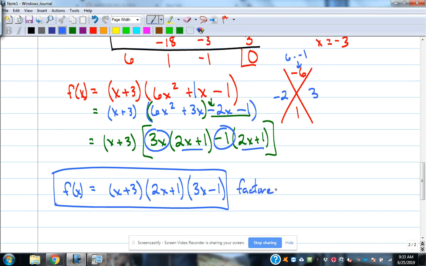And you might hear that called factored form. Another name for that is intercept form, because if you set each one of those factors equal to 0, you'll find the x-intercepts for that polynomial. So factoring it all the way as far as it will go is what we're after here. And sometimes that quadratic will factor, sometimes it won't. And we've got to check it to see. So let's look at another problem.